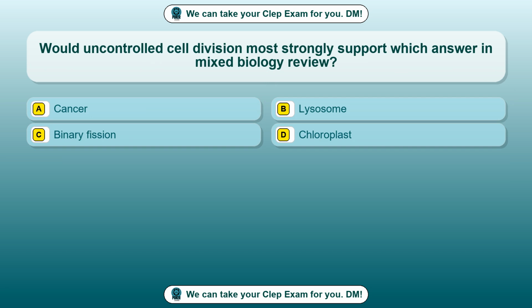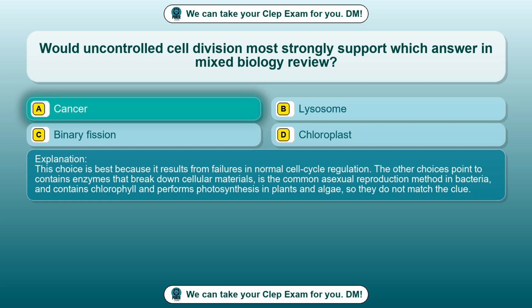Question 77. Would uncontrolled cell division most strongly support which answer in mixed biology review? Option A, cancer. Option B, lysosome. Option C, binary fission. Option D, chloroplast. The correct answer is option A, cancer. This choice is best because it results from failures in normal cell cycle regulation. The other choices point to contains enzymes that break down cellular materials, is the common asexual reproduction method in bacteria, and contains chlorophyll and performs photosynthesis in plants and algae, so they do not match the clue.